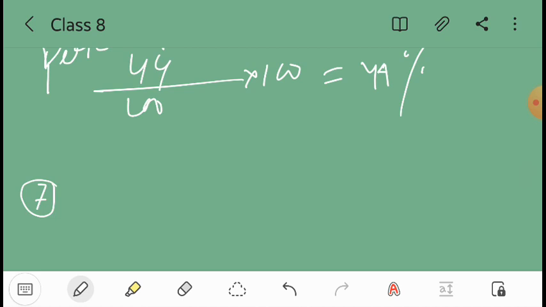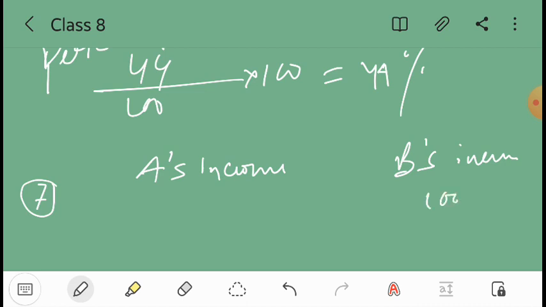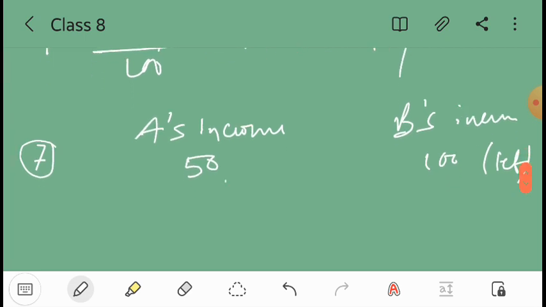A's income is 50% less than B. That means we consider that this one is A's income, this one is B's income. So B's income we consider 100. So A's income will be 50 because 50% less. Now B's income is what percent more than A, right? So that means what percent more?